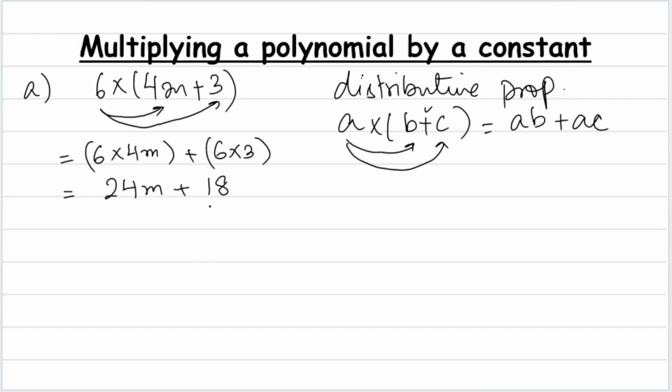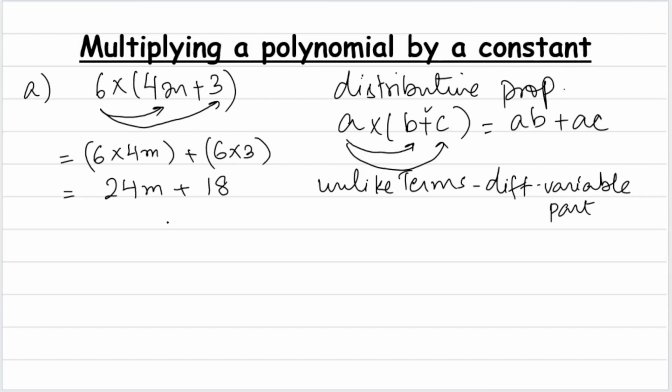Can I simplify it further? I cannot, because they are unlike terms. Remember what are unlike terms? Unlike terms are those which have different variable parts. So in this answer, 24m has m as the variable part and 18 is a constant. It has no variable with it. So they are unlike terms, and so I cannot simplify them further, and that is my answer. Let's take one more question.